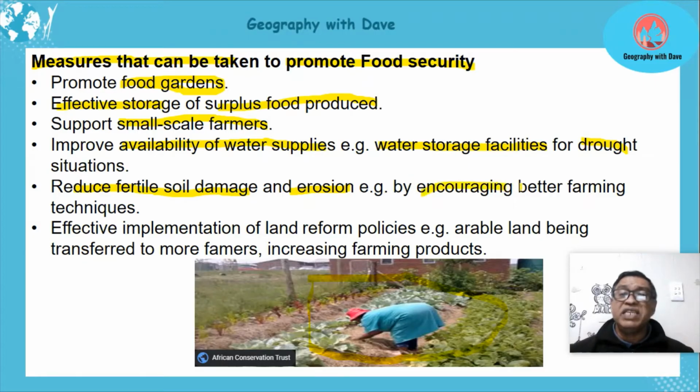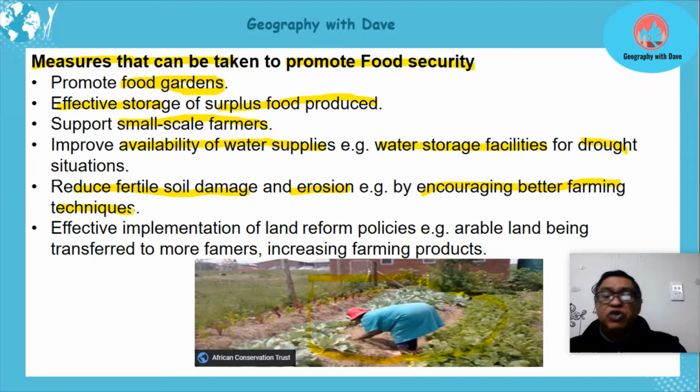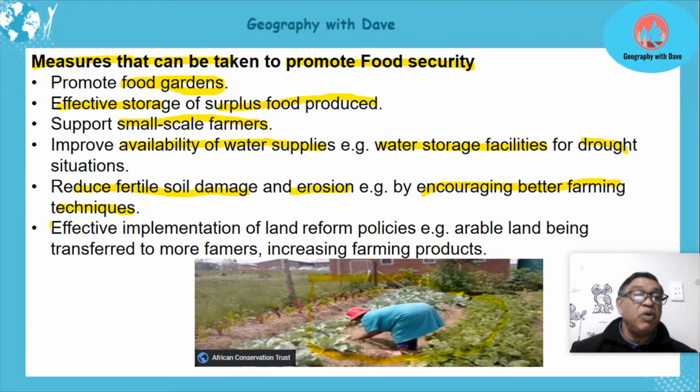So by encouraging better farming methods and techniques, teaching them crop rotation, planting different types of crops so we don't use the same nutrient and exhaust it, paddock grazing, moving cattle. You understand? When the grazing fields are almost dying out, there's no more vegetation, they move them to another area where they could graze on. So that could be very, very important.